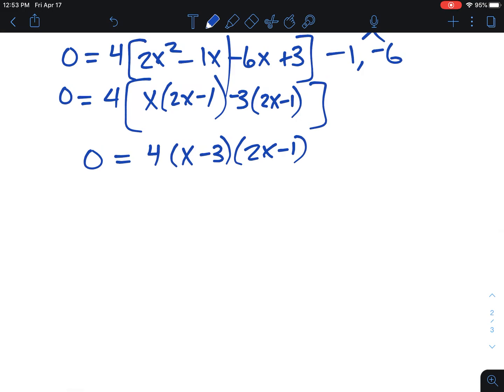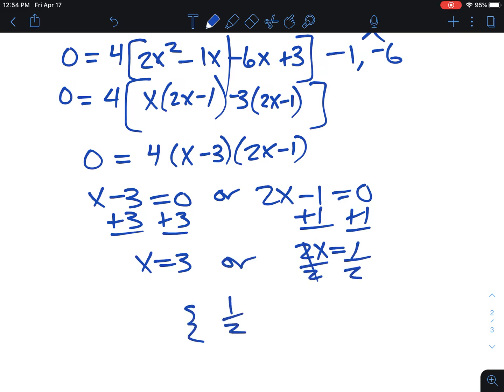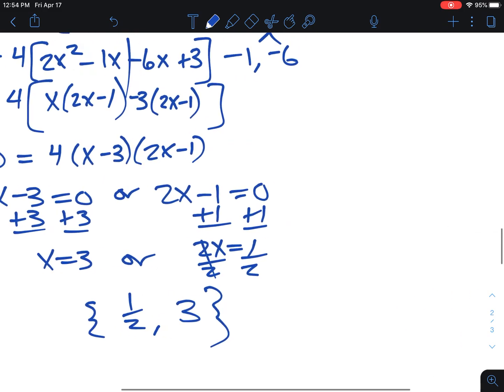We set each one equal to 0 except for the 4, because 4 can't be 0. No matter how hard it tries, 4 just cannot be 0. But these things can be: if x is 3, or 2x is 1, which means that x is 1/2. Those are our two options, 1/2 and 3.